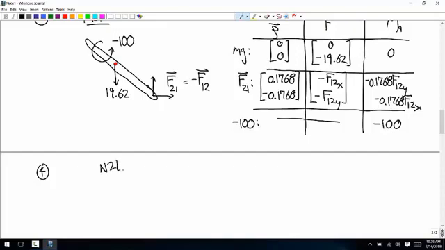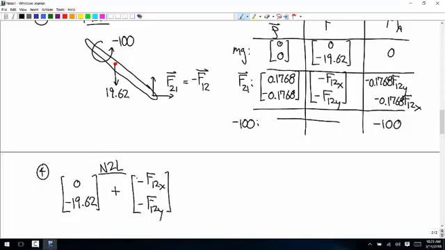This time we have to use Newton's second law because there's no fixed point. So 0, negative 19.62, plus negative f12x, negative f12y is equal to the mass moment of inertia, 0.0416 repeating.